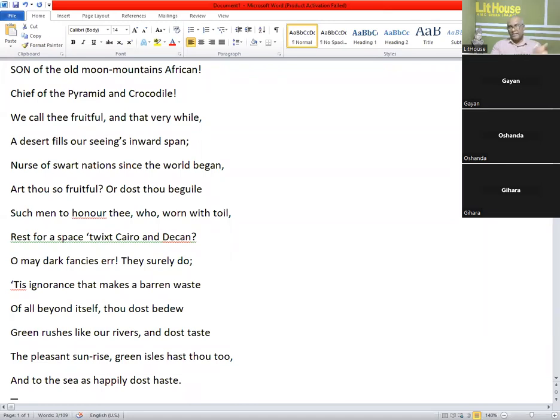Now here this first line is an address to the Nile. It's a technique. If you are speaking to something or a personified object, it's a technique in poetry. What is that technique? Even in To the Evening Star, we discussed this technique.